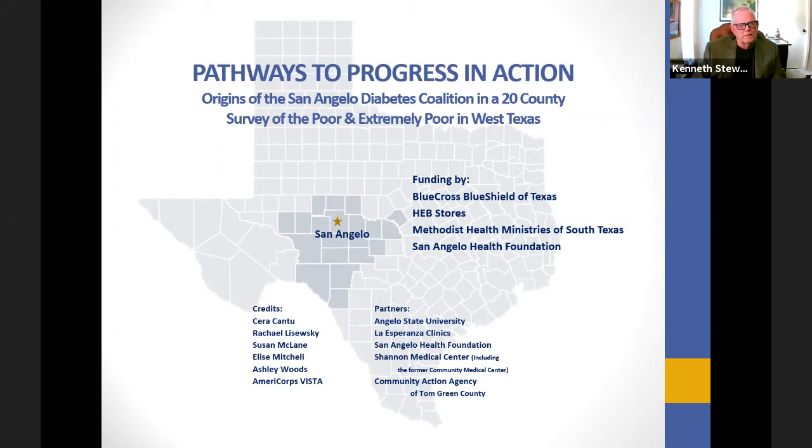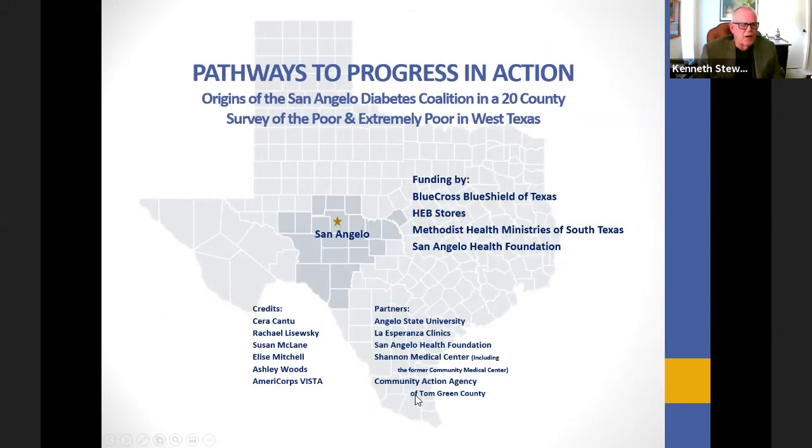survey of the poor and extremely poor in these 20 counties of West Texas. Those are all rural counties except the one where San Angelo is. San Angelo is kind of a service hub for all of those. And so this is called generally the Concho Valley region. It's about the size of the state of Maryland. And so that gives you an idea of the extent of it.